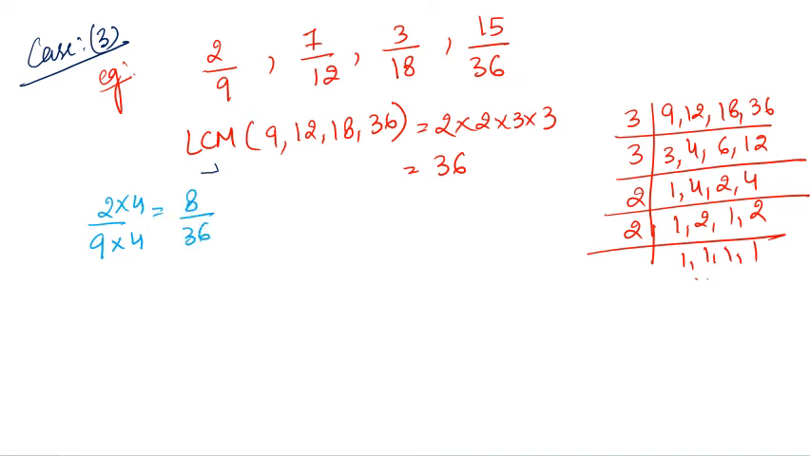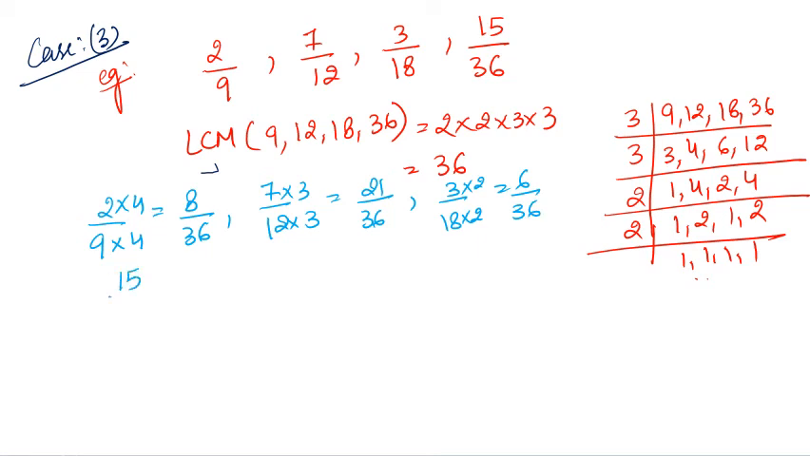Then 7 by 12. So this is 3 with 3, that is 21 over 36. The other number is 3 over 18, that is 6 over 36. Then the other one is 15 over 36. It is already 36, so we need not multiply. Even if we need to multiply, we can just multiply it with 1, because that won't change the fraction.